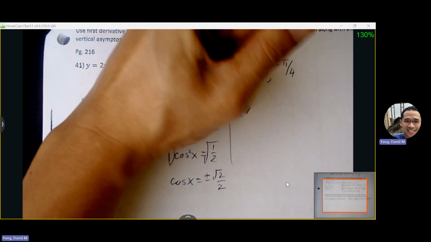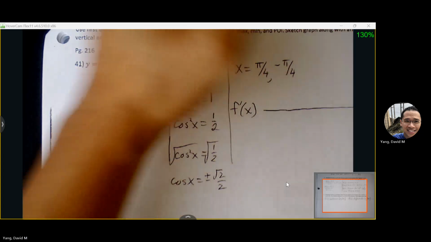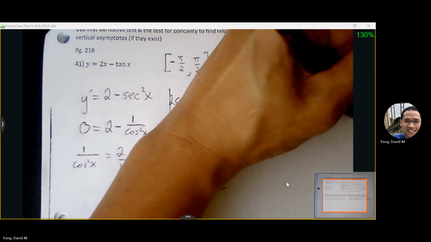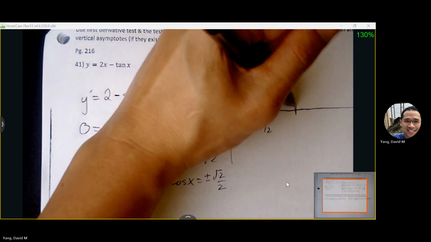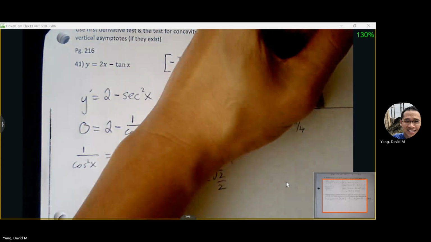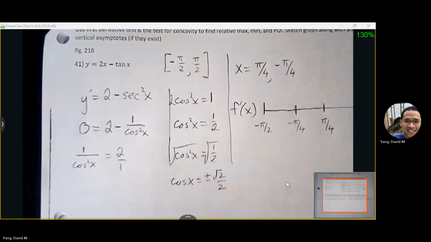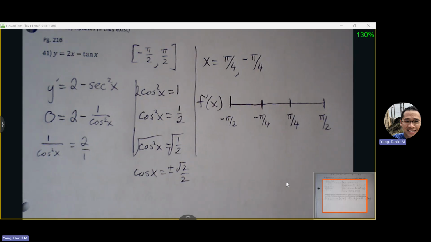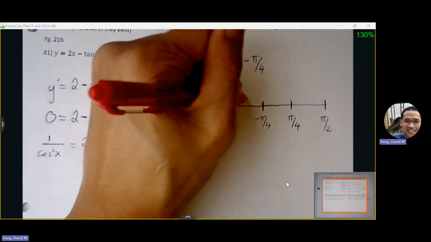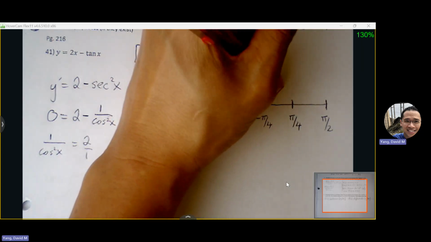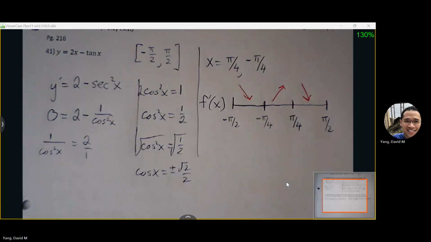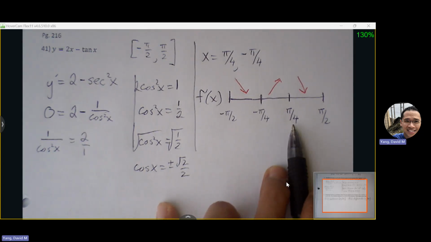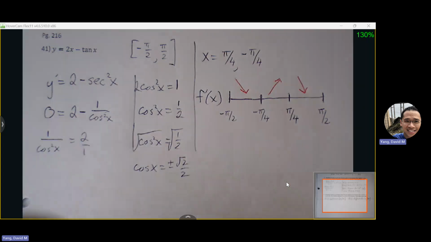So here's my f prime sign line. Endpoints, which are asymptotes, at negative pi over 2 and pi over 2. Based off of our curve, we already know the shape of our graph: decreasing slope, increasing slope, decreasing slope. So we know there's a relative minimum at negative pi over 4, relative max at pi over 4. Let's go ahead and find those ordered pairs.